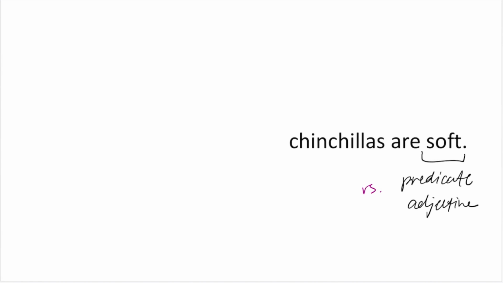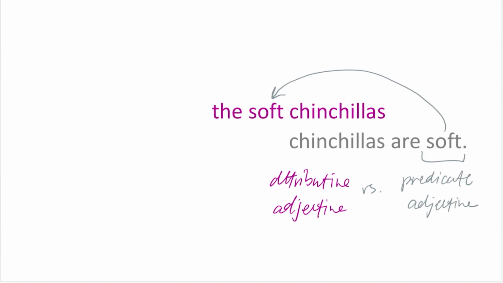Usually, when we think of adjectives, we think of them modifying the noun. And in English, when adjectives modify nouns, they usually go before the noun that they modify. In this normal usage, we call them attributive adjectives because they modify the noun and therefore act as an attribute of that noun. Transposing the structure allows us to see the distinction between the two a little bit more clearly. If we put soft in front of chinchillas, which is the noun it modifies, then we can see that the attribute soft modifies the word chinchillas.